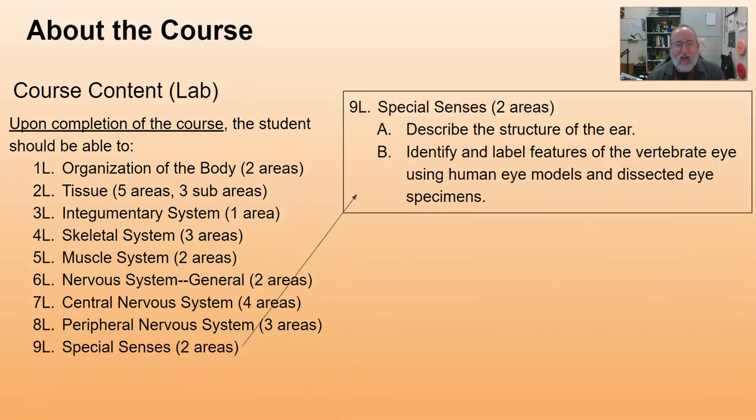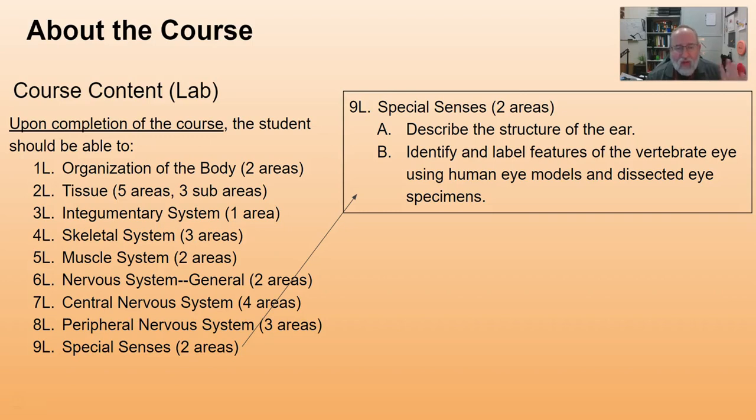Now the lab has similar things. There's 9 different areas too, and these break down in different ways too. For instance, the last section of the lab is special senses. Describe the structure of the ear, identify and label the features of the vertebrate eye using human eye models and dissected eye specimens. Okay, so this is kind of the course.